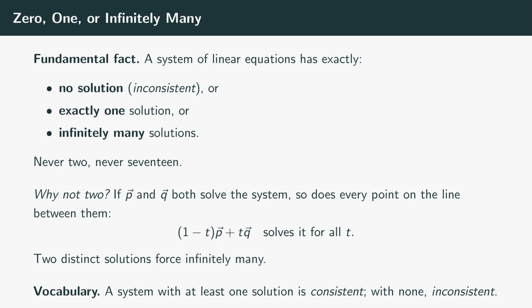The vocabulary we use is this. A system that has at least one solution is called consistent. A system with no solution at all is called inconsistent. Keep those words handy, because deciding whether a system is consistent and then counting its solutions is the main job of the techniques we are about to build.